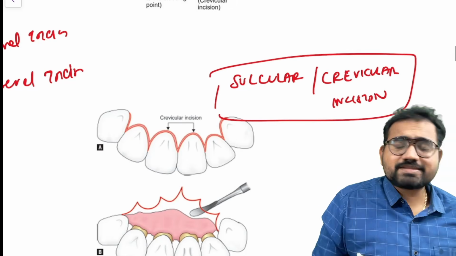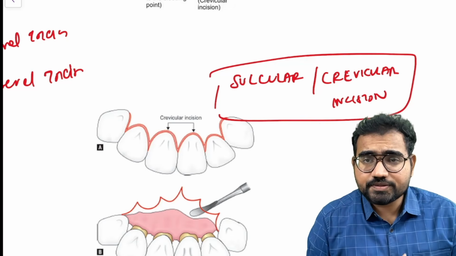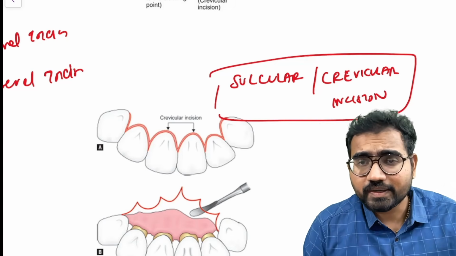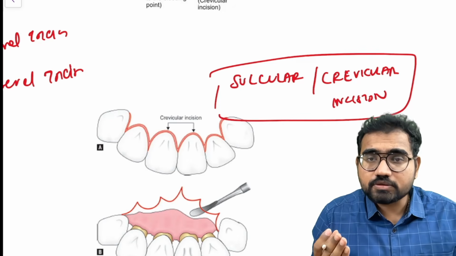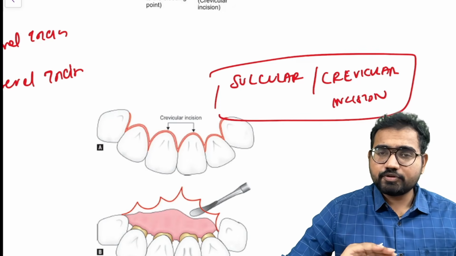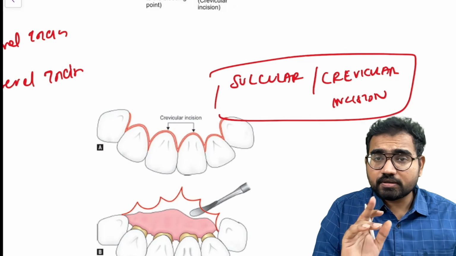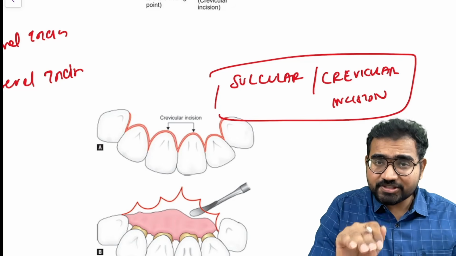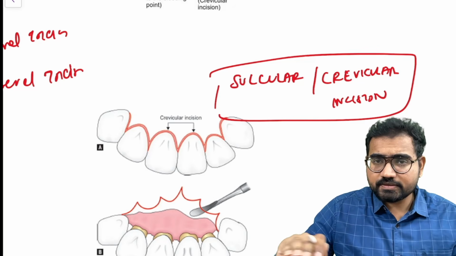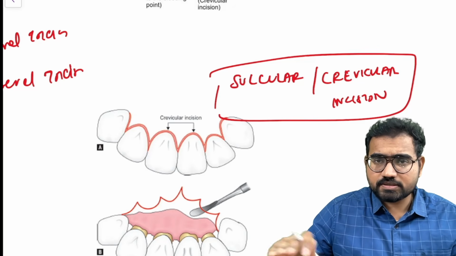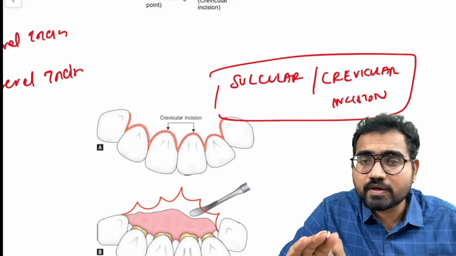So what do you mean by a sulcular or a crevicular incision? It is very simple. It is a second incision. I'm going to insert the blade into the sulcus and run the blade inside the sulcus. I'm not touching the interdental papilla, just running the sulcus and releasing the fibers alone in the sulcus. That is called a crevicular incision.